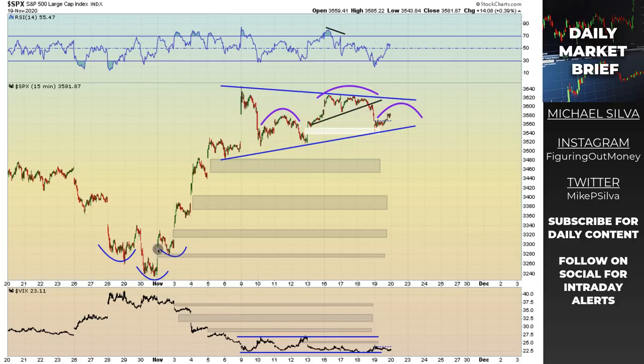Hey, we were prepared for the inverse head and shoulders right here, right? And then it broke to the upside. Hello. You know what's even crazy, actually? If I look at this shoulder right here, that's a left, a head, and a right shoulder. And then you have their sharing shoulders.